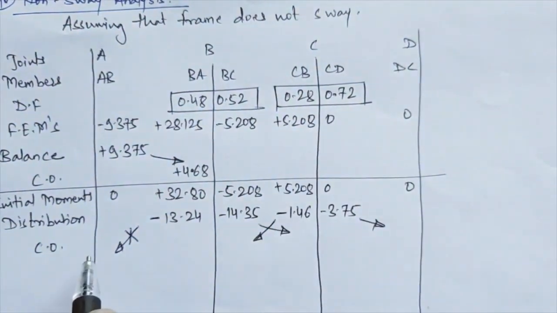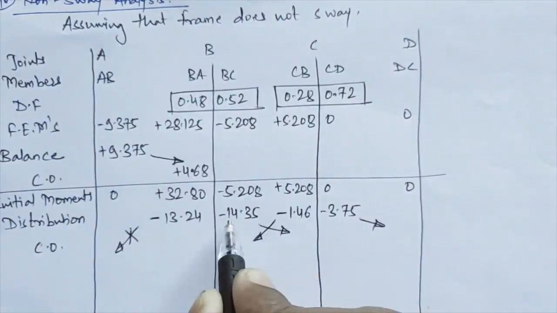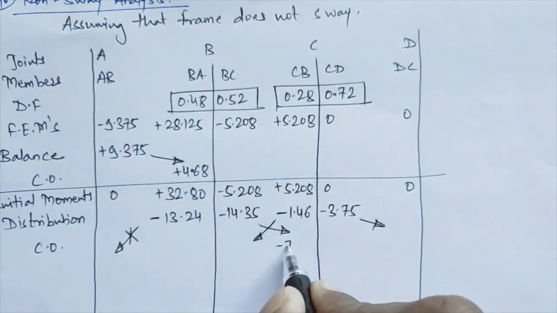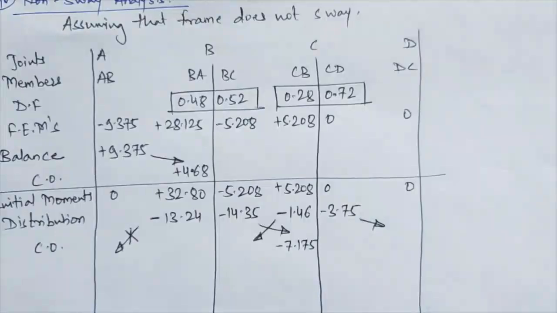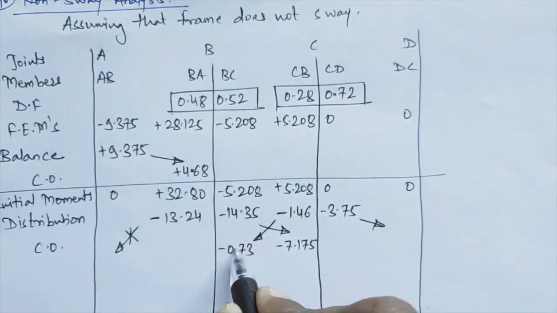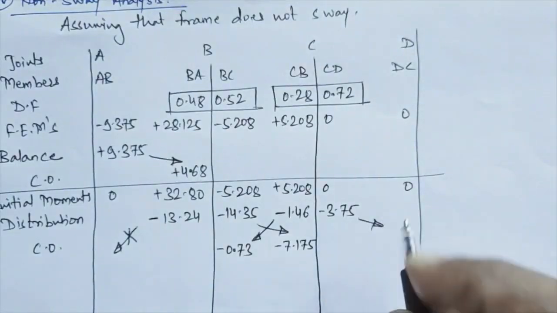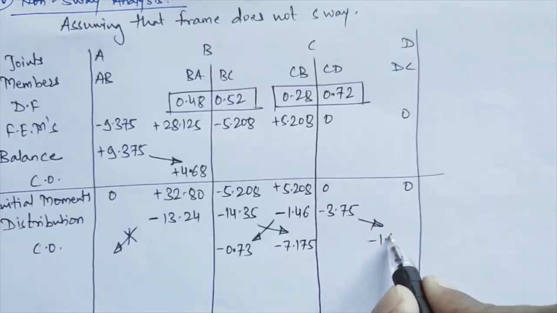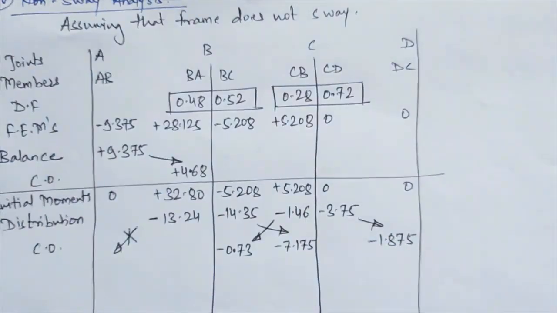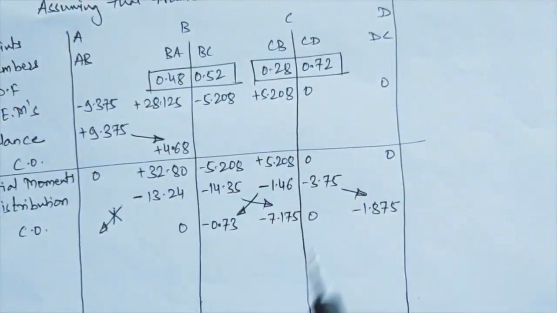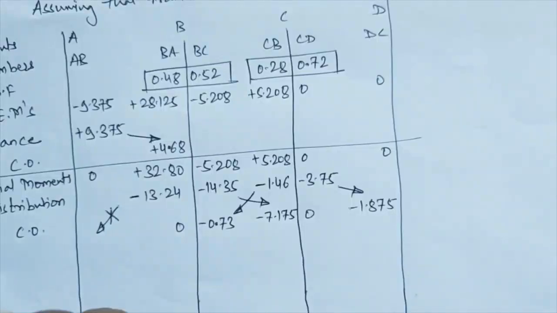Okay, so the carry over factor is 1/2. Half of 14.35 comes equal to minus 7.175, right? Next, half of 1.46 comes almost equal to minus 0.73, carry over is to be done with the same sign. And then minus 3.75 divided by 2 comes almost equal to minus 1.875.